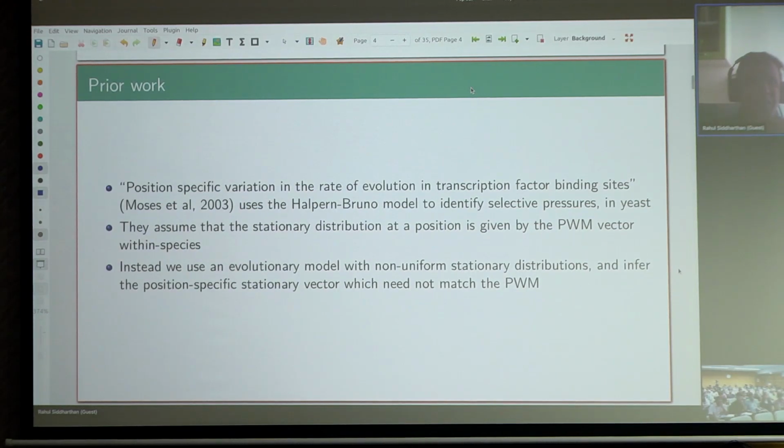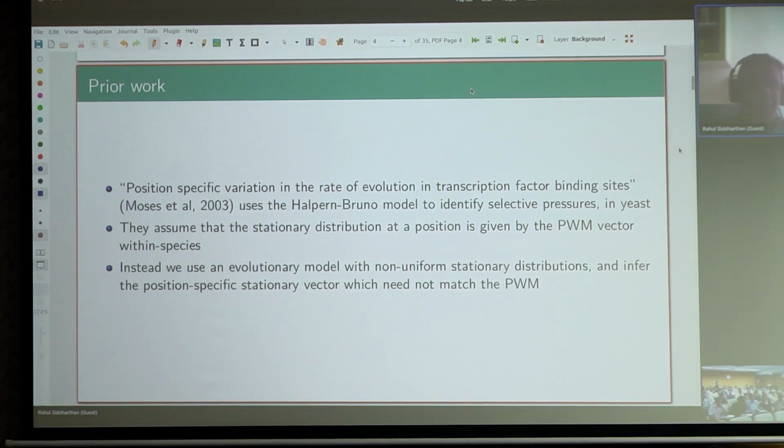I should mention, who else has looked at this problem? We couldn't really find anything exactly the same, but this paper from 2003 does look at kind of the same thing in yeast. In those days, there was much less data available. There are a couple of differences from what we do. They're using a model called the Halpern-Bruno model, which combines mutation with selection, and they're looking at selective pressures. But they assume that the stationary distribution at any position is given by the weight vector. Now, we are basically combining the selection and stationary distribution questions. We're using an evolutionary model with non-uniform stationary distributions. I will describe what all that means.